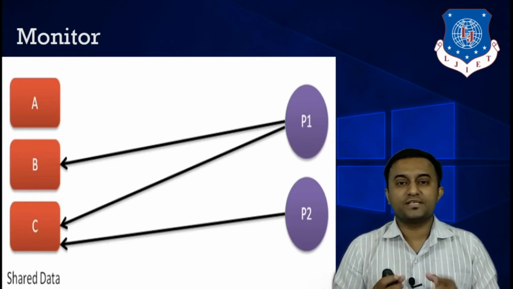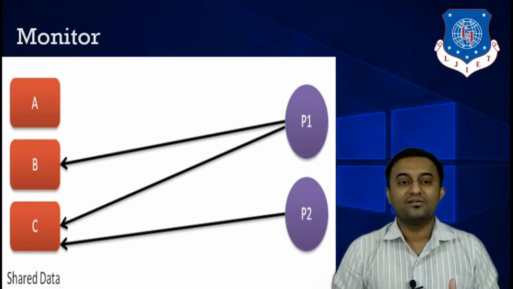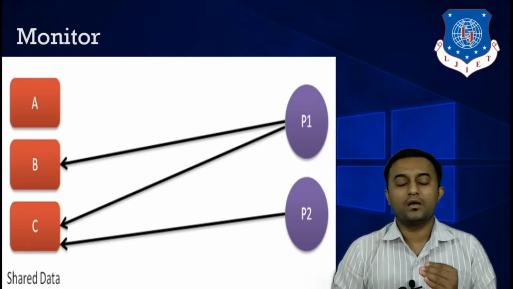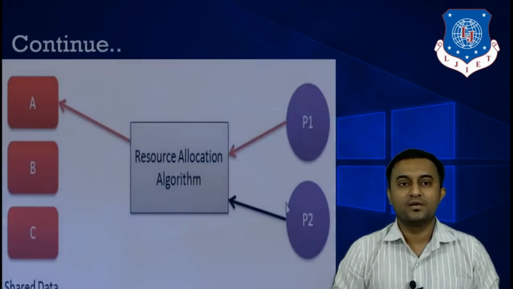So if more than one process is trying to access the same resource at the same time, that may lead to inconsistency, and that is nothing but the race condition. Race condition, or racing, is one of the problems. It may lead to inconsistency of data, which we can easily understand with the help of this figure. So how we can solve this problem? Let us discuss the solution.